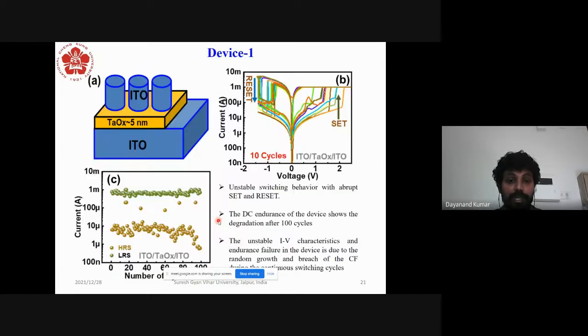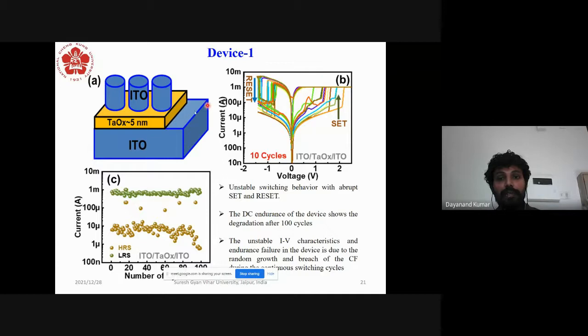So actually, I chose different kinds of devices to make an artificial synapse. Now I start my work here. First, I chose a TaOx-based device, because this is the resistive switching layer, or you can say the dielectric layer. I use 5 nanometers, and the top and bottom electrodes are ITO. ITO means indium tin oxide. Both electrodes are very transparent, because nowadays researchers are working on transparent technology. So we are also working on transparent technology for future artificial synaptic applications.